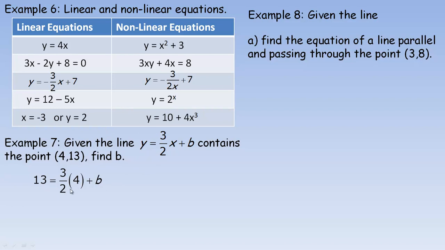Now, if you multiply 3/2 by 4, it's really, 4 is the same as 4 over 1. So 3 times 4 is 12. And 2 times 1 is 2. And so that divides to give you 6. You can also do this. 2 goes into 4 twice. And so 3 times 2 again gives you 6. So there's a couple ways to get that.